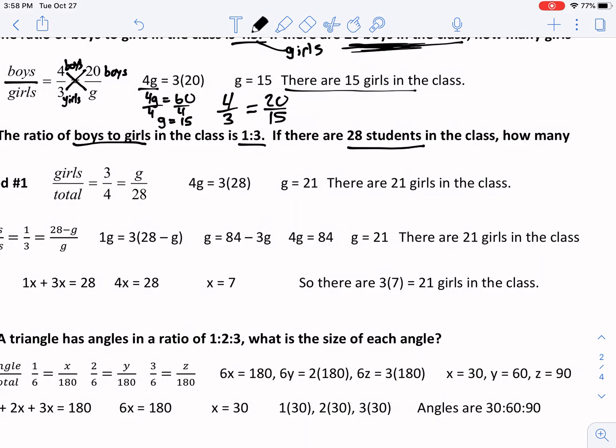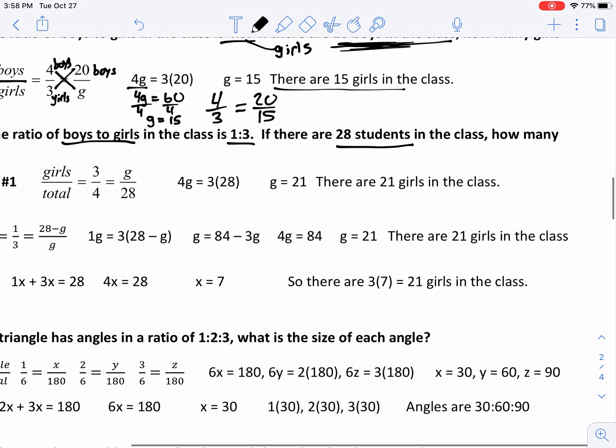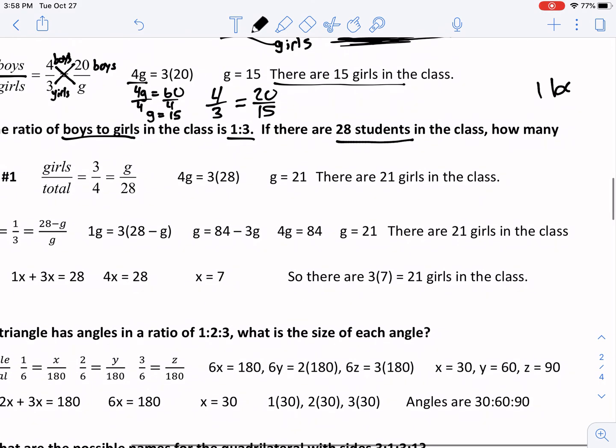Okay? Well, the best way we can think about this, if there are 1 boy for every 3 girls, then the total number of parts, if we're thinking about the total number of students, the whole would be 4 parts, okay? So 1 boy would be 1 part out of the whole, 3 girls would be 3 parts out of the whole, so the whole would be 4. There are 4 parts in total, okay?